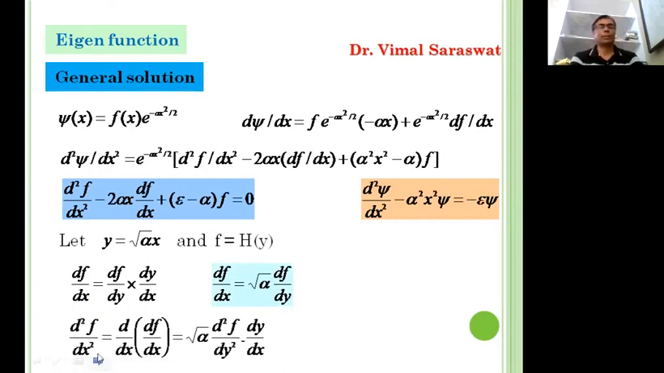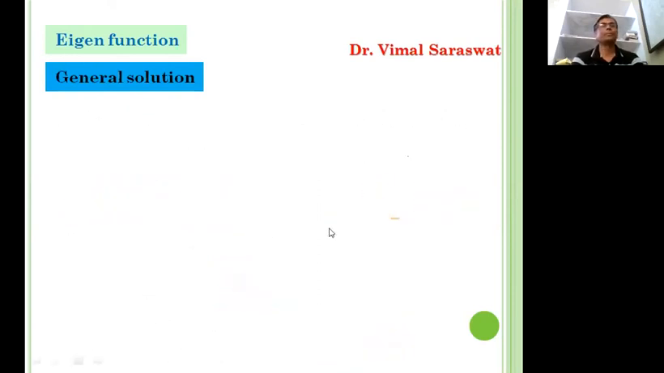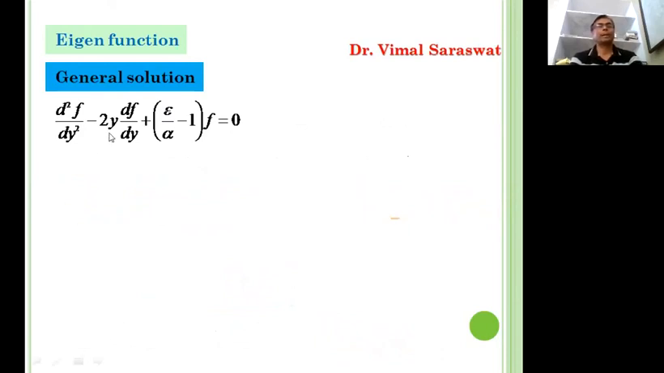Now d2f by dx2 is equal to d by dx of df by dx, or this will be root alpha d2f by dy2 into dy by dx. But dy by dx from here is root alpha. So if we substitute the value of dy by dx from here to here, then d2f by dx2 will be alpha d2f by dy2. Now, if we substitute the value of d2f by dx2 and df by dx from here to here, then the form of this equation will be d2f by dy2 minus 2y df by dy plus e by alpha minus 1 f equal to 0.